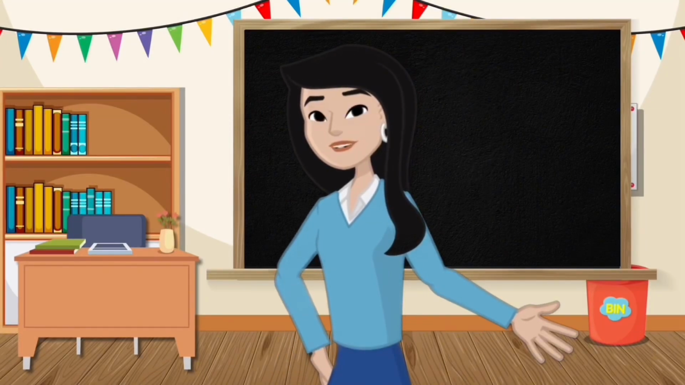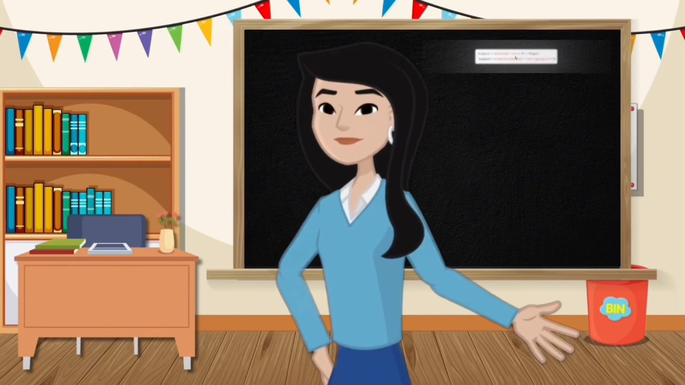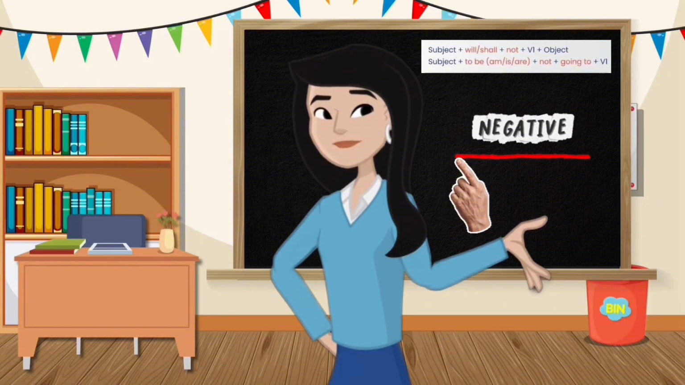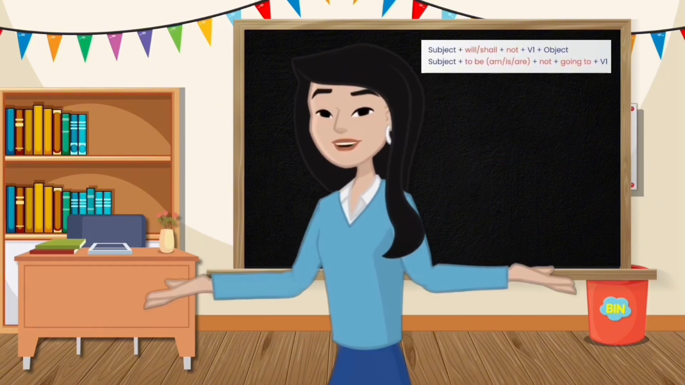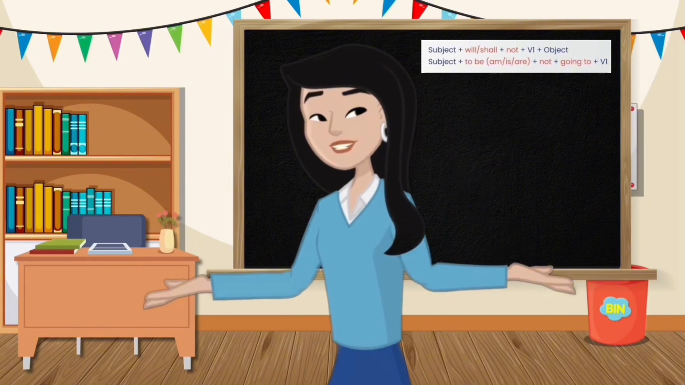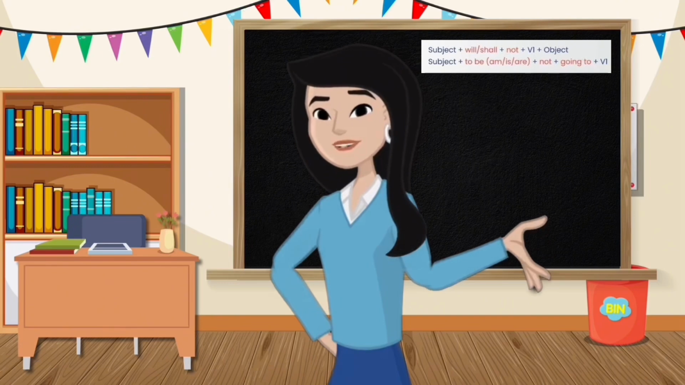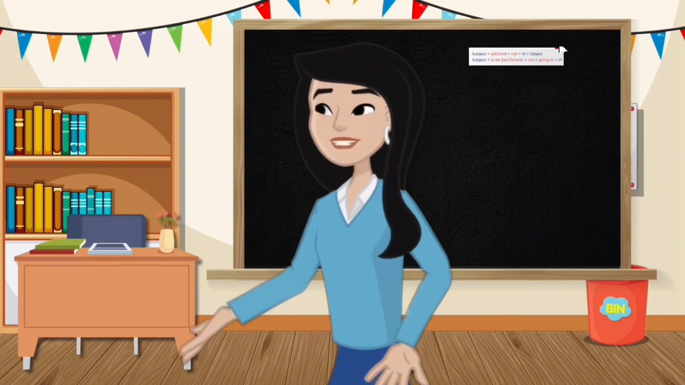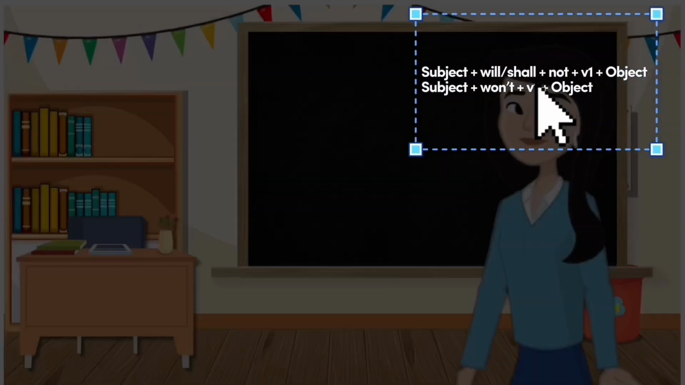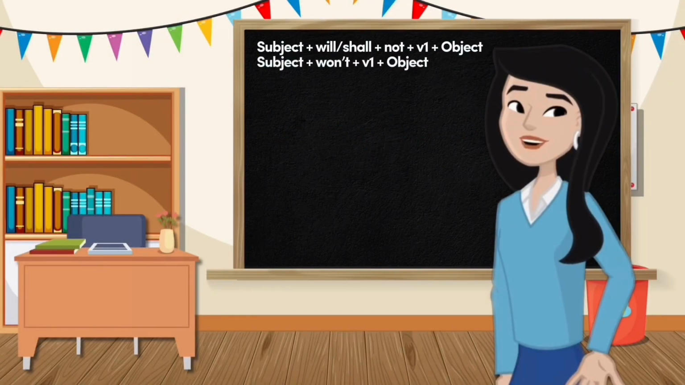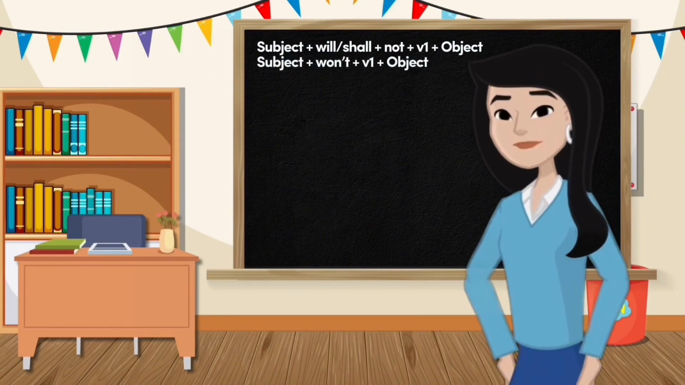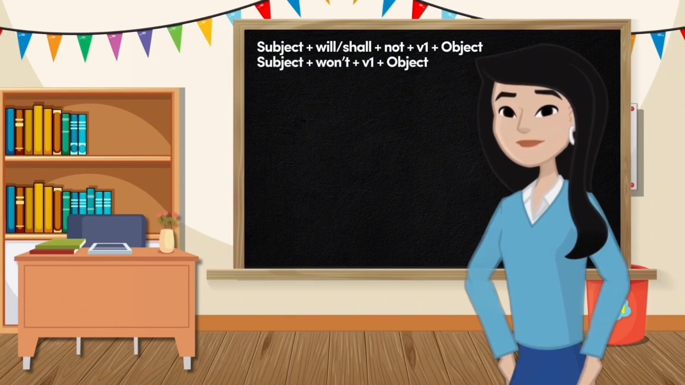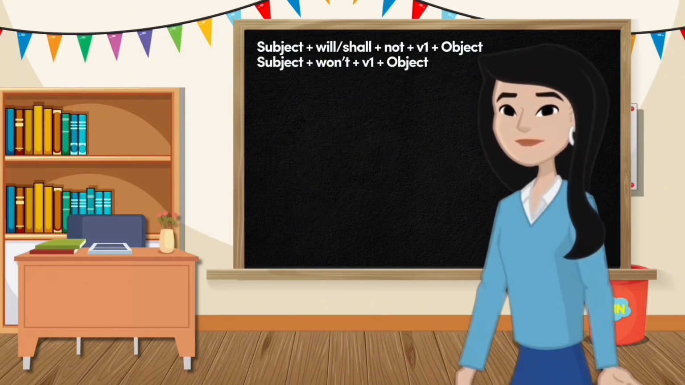Okay, now let's continue to the negative sentences. So, just like the positive sentences, the negative sentences also have two formulas. So let's look at the first one. The first is subject plus will not plus verb 1 plus object.